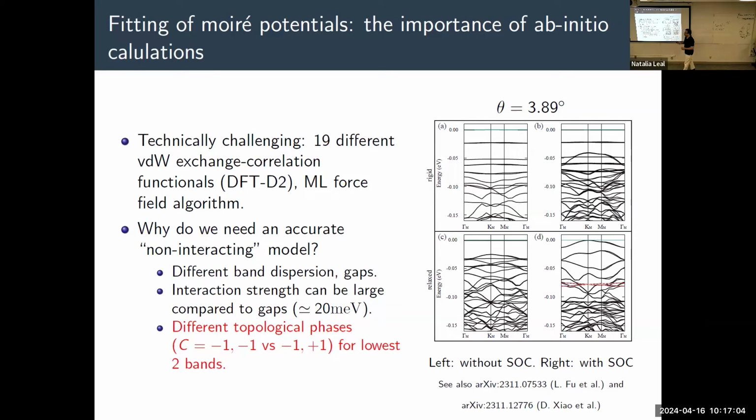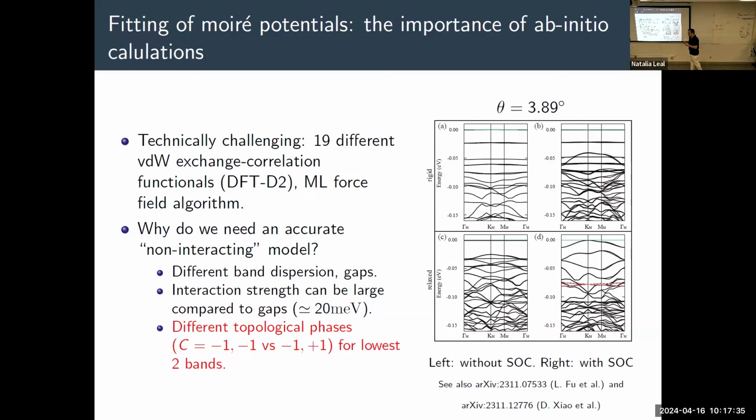You might wonder why it is important to have an accurate non-interacting model. Well, first you need some idea about the typical energy scales of the bands, because the bands may be really dispersive, or the gap may be really small. Then the kind of numerical simulation and the interaction regime that you have to perform will be different. Remember that the interaction scale is typically on the order of 20 meV, and the gap here is also of the same order of magnitude.